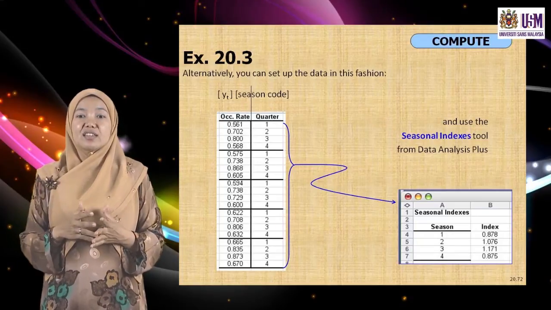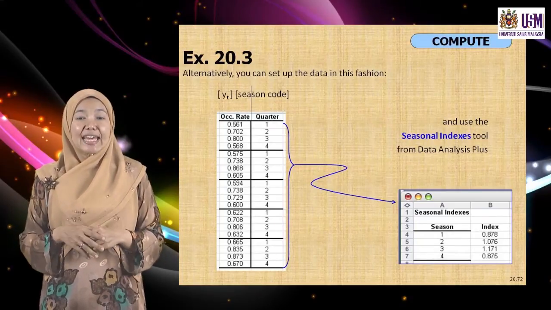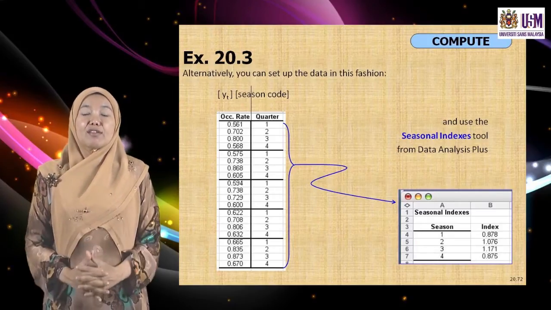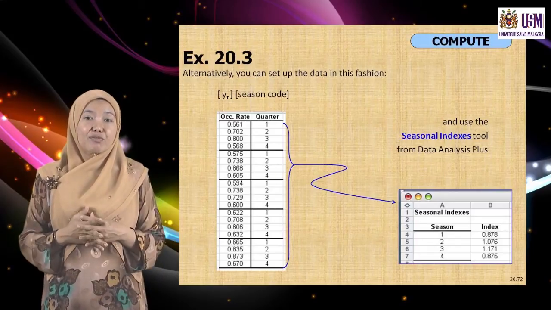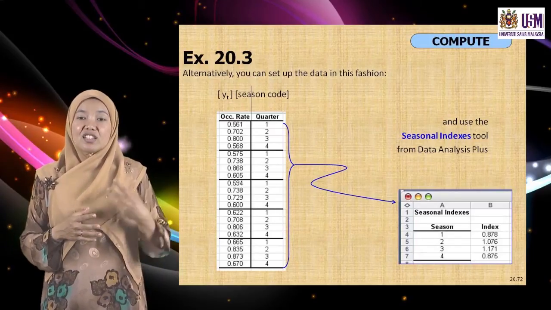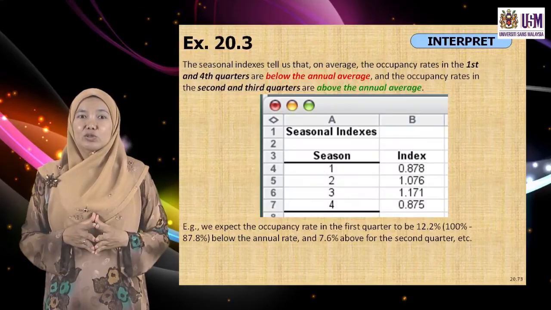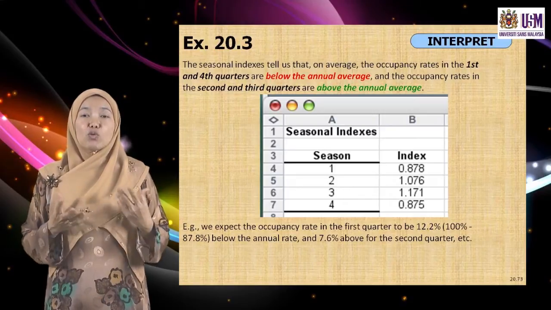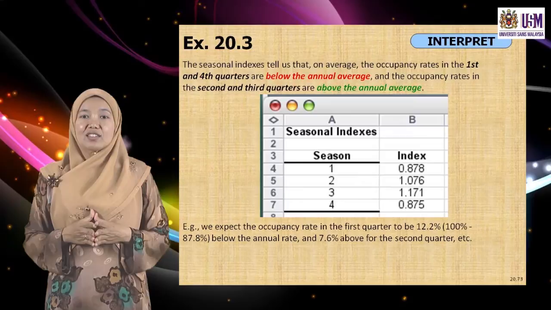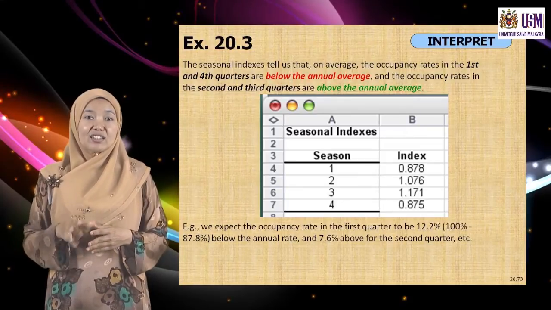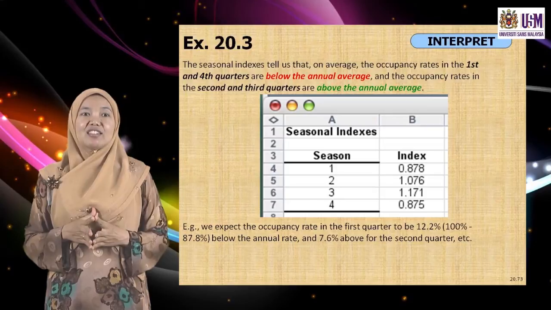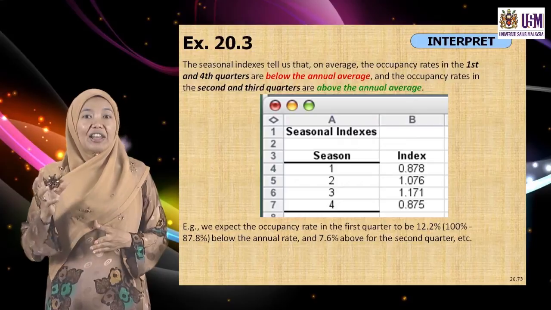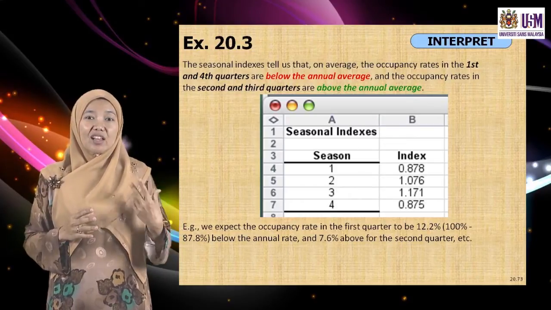So you get the index for quarter 1 0.878, for second quarter 1.076, third quarter 1.171, and the fourth quarter 0.875. So there's no need for you to do the tedious calculation. I already highlighted to you, calculation is one thing, but the most important thing is for you to interpret what you actually calculate. So in this case, the interpretation when it comes to seasonal indexes is that, on average, we are talking about hotel occupancy rate.